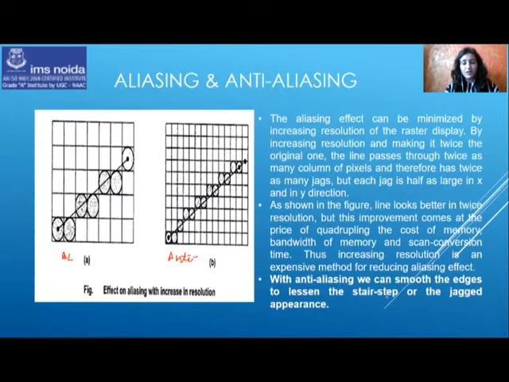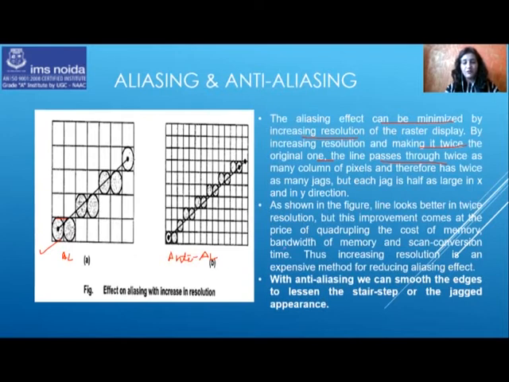So what is the difference between aliasing and anti-aliasing? Anti-aliasing basically recovers the problem which came in aliasing. Here you can see the pixels are apart from each other, right? So the pixels form a jagged image. The aliasing effect can be minimized by increasing the resolution, by adjusting the resolution of the raster image, making it twice the original one. So the line passes through twice as many columns of pixels, which means when we increase the resolution of the image, the jagged edges will be removed.